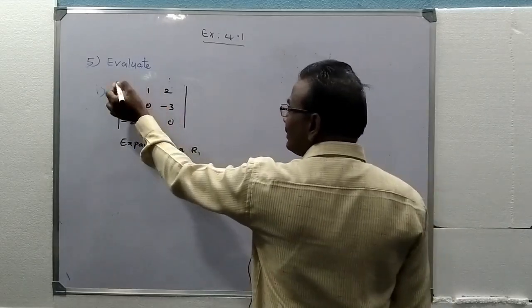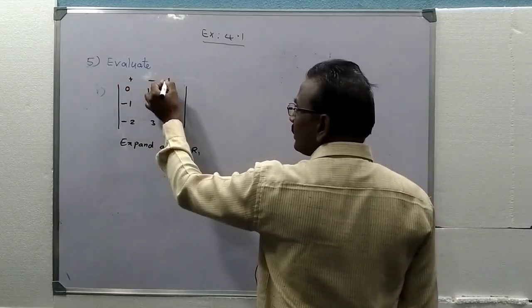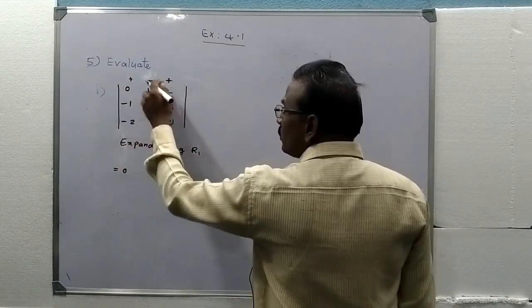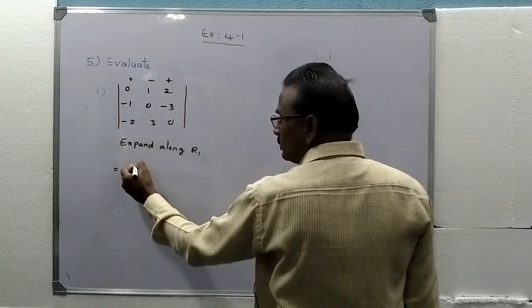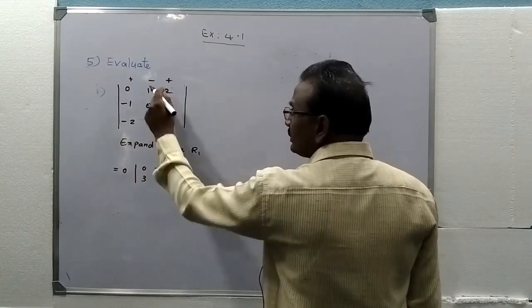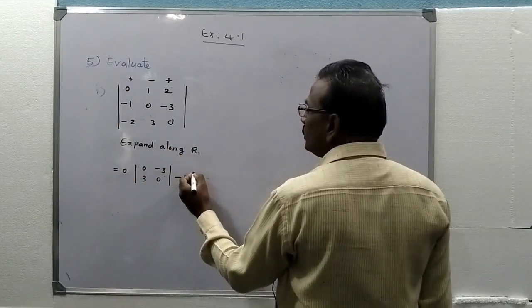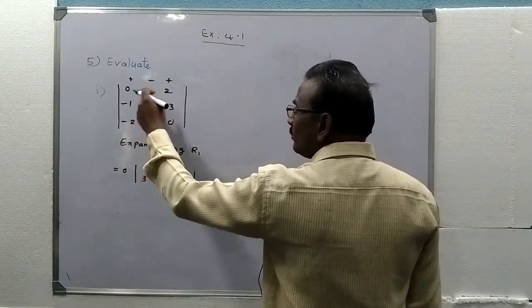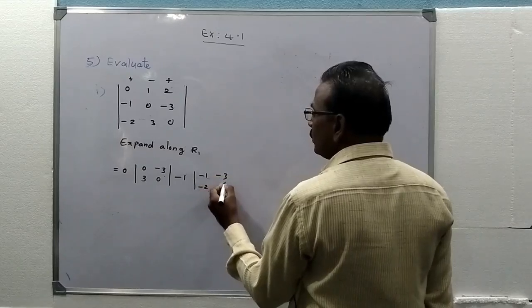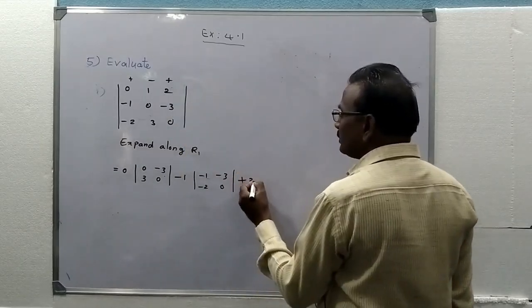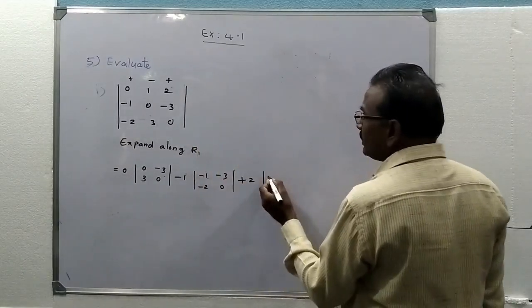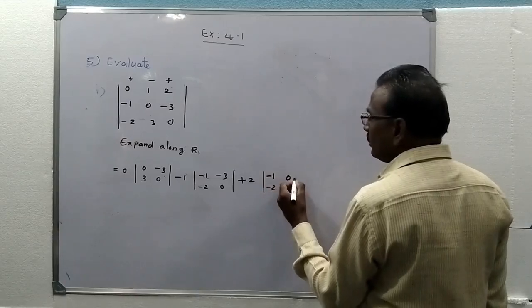Along R1, what are the signs associated with the first row elements? Plus, minus, plus. So plus 0 into the determinant after deleting the first row and first column. What are the remaining 4 elements? 0, minus 3, 3, 0. Next, minus 1 into, here minus 1 is in the first row and second column. Delete the first row and second column. Remaining 4 elements are minus 1, minus 3, minus 2, 0. And plus 2 into, here plus 2 is the first row, third column element. Delete the first row and third column. What are the remaining 4 elements? Minus 1, 0, minus 2, 3.